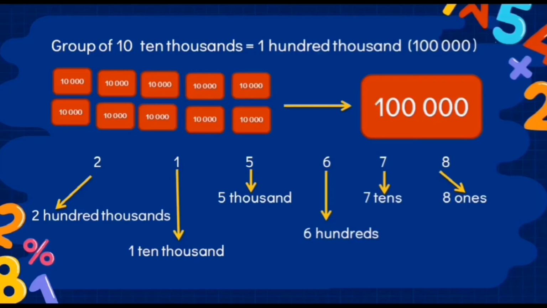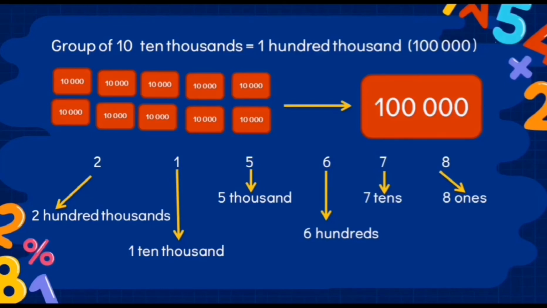So how do we read this number? We can read this number like this: 215,678. You can see here that there are 8 ones, 7 tens, 6 hundreds, 5,000, 10,000 and 200,000 in the given number.